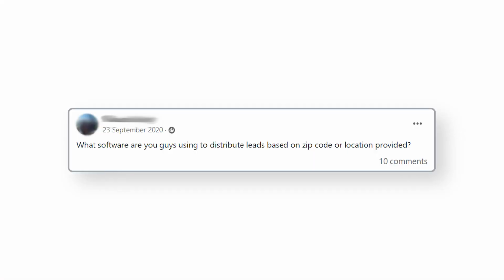What software are you guys using to distribute leads based on zip code or location provided? All right, so I've touched on LeadBite earlier on in this video, but it does everything you've asked here. The lead comes in through your funnel, your lead form, TikTok, Facebook, whatever that is, and it's got criteria, including the postcode. You can set up filters, which enables certain postcodes to go to client A, certain postcodes to client B, or you can do whatever you want. It's really quite intuitive. Highly recommend you check it out.